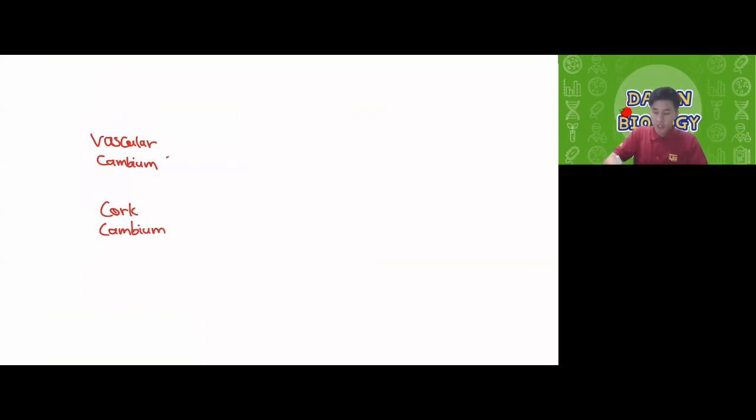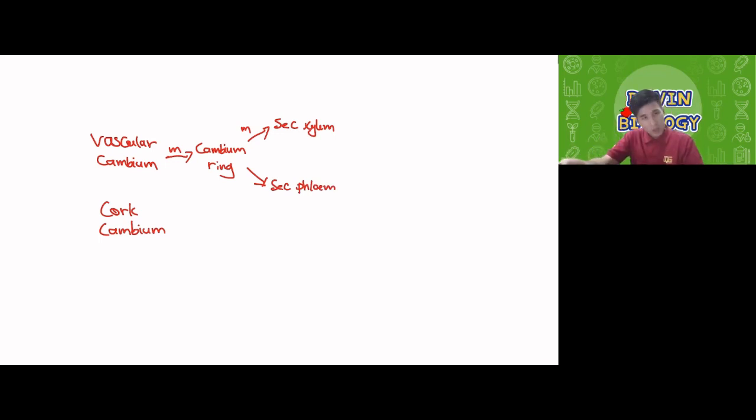So vascular cambium will first undergo mitosis to form the ring first. Cambium ring. And the cambium ring will then undergo mitosis to form one inner and one outer. So the new inner and the new outer tissue are just called secondary xylem and secondary phloem. Remember, I just said primary phloem, primary xylem. Now it's just secondary though.